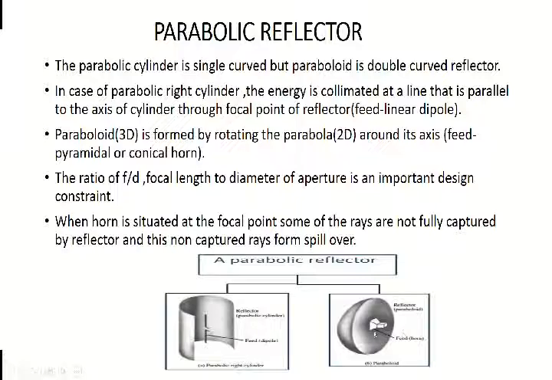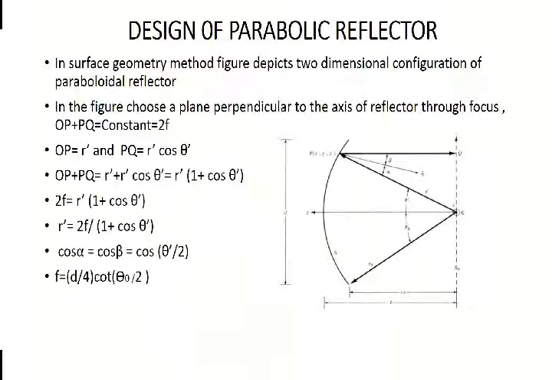So in case of paraboloid, how it is achieved is by rotating this 2-dimensional parabola around its axis. Paraboloid is obtained, which is fed by a pyramidal or conical horn. However, the ratio f by d, which is focal length to the diameter of the aperture, is an important design constraint in this analysis. However, in case of paraboloid, a pyramidal horn is situated at the focal point f such that non-captured rays form the spillover. So this gets the analysis of the parabolic reflector.